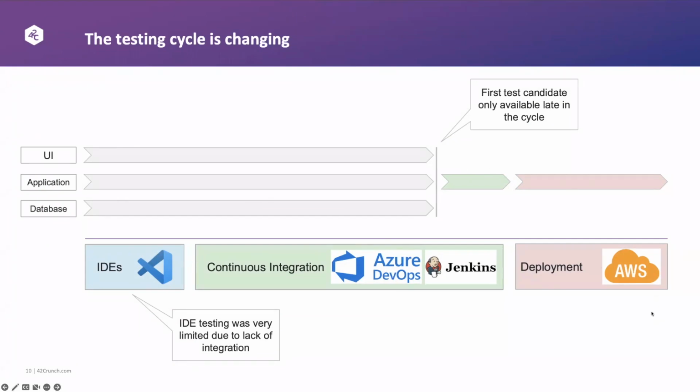Now, what this meant was that, firstly, your first test candidate only became available very late in the day, right? And also, primarily, if you were doing IDE testing, you couldn't really do anything hugely useful with that, right? Because you were either testing elements of the UI, the application, or the database layer, all in isolation. So IDE testing, I don't believe, was particularly valuable here.